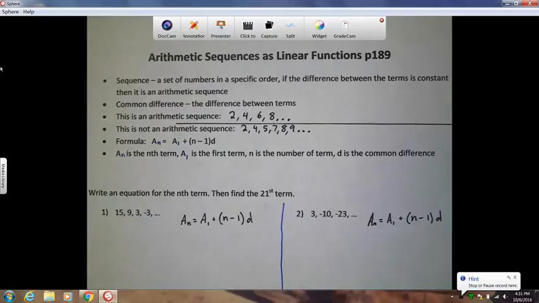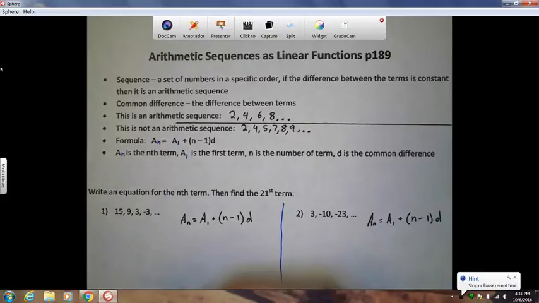First thing I want to do, I want to find an equation for the nth term. So the nth term means it could be any term I want to find. I just have an equation for it and I have it ready. Then I'm going to find the 21st term. So the first thing you want to do is write your formula. So I have that written. Once you have your formula, you can start filling out the information.